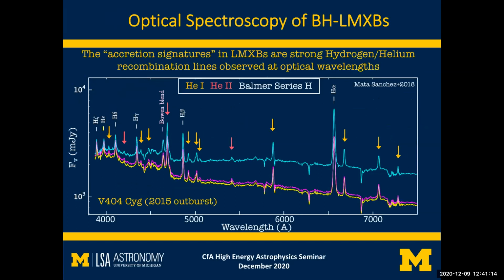Now, as the physical conditions for the production of emission lines require the existence of a temperature inversion in the upper disk atmosphere, or chromosphere, this irradiation has long been thought to be the likely physical process behind production of these lines in low mass X-ray binaries. Specifically in the case of LMXBs, our accretion signatures take the form of strong hydrogen and helium recombination lines observed at optical wavelengths. You can take, for example, the optical spectra taken during the 2015 outburst of black hole V404 Cyg, as you can see on the slides, where it displays a plethora of hydrogen and helium emission lines.